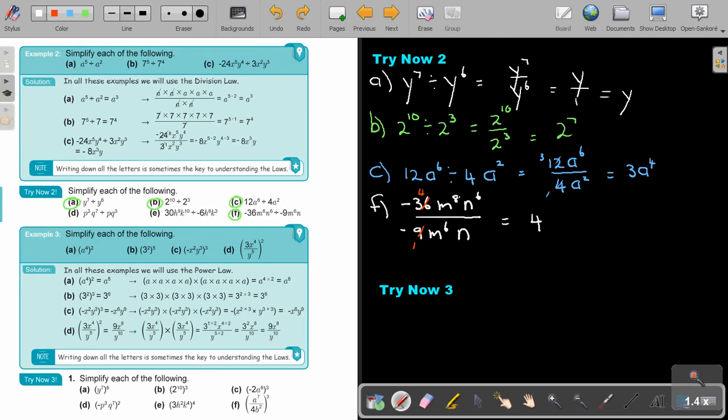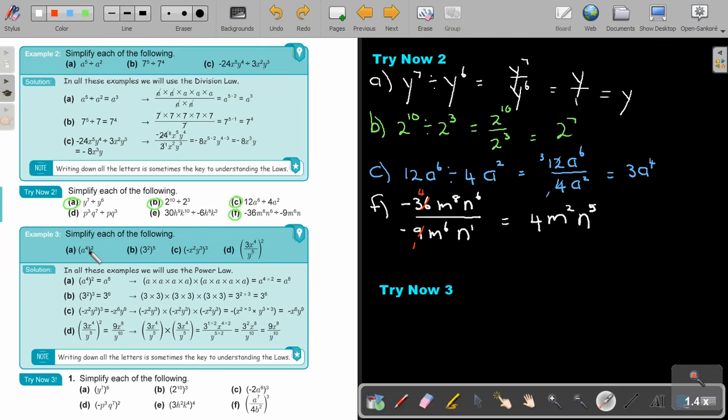Now where's the big amount of the m? It's still on top. So 8 minus 6 is 2. The big amount of the n's is here, and 6 minus 1, that is 5, and that's your final answer. Okay, and then I'm going to go on to number 3. Let's look at the next example.